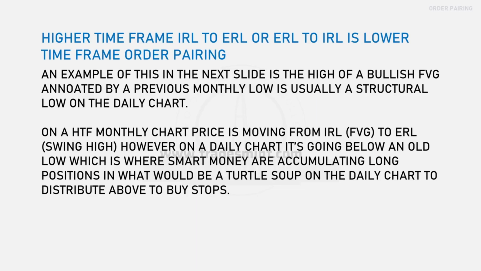Higher time frame internal range to external range, or external range to internal range, is lower time frame order pairing. So an example of this is in the next slide, is the high of a bullish fair value gap annotated by a previous monthly low is usually a structural low on the daily chart. So on a higher time frame monthly chart, price is moving from internal range, that fair value gap, remember, to external range, that was that swing high. However, on a daily chart, it's going to be below an old low, which is where smart money are accumulating long positions in what would be a turtle soup on a daily chart to distribute above those buy stops.